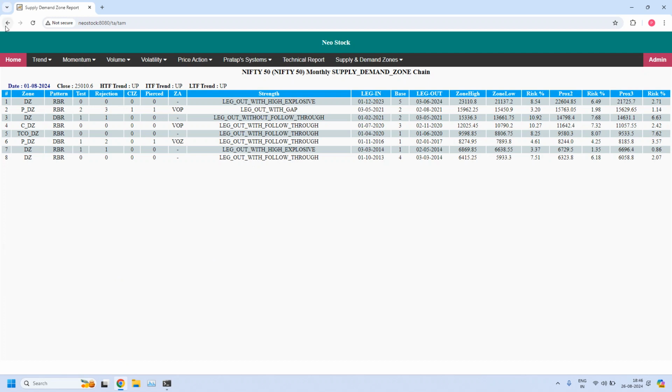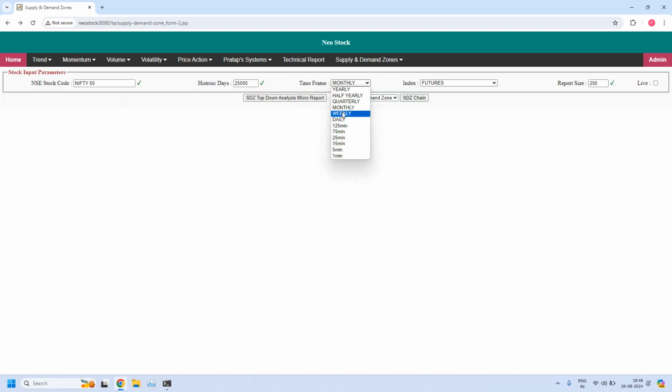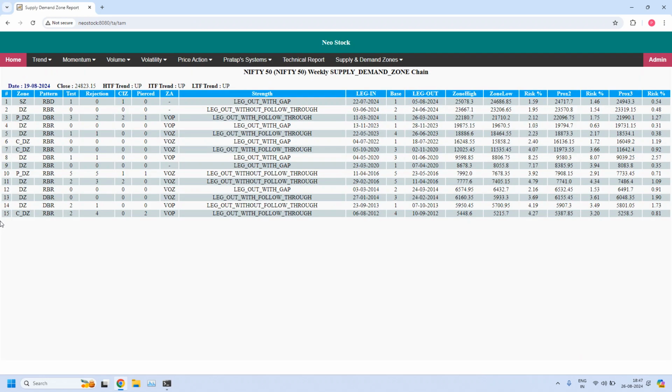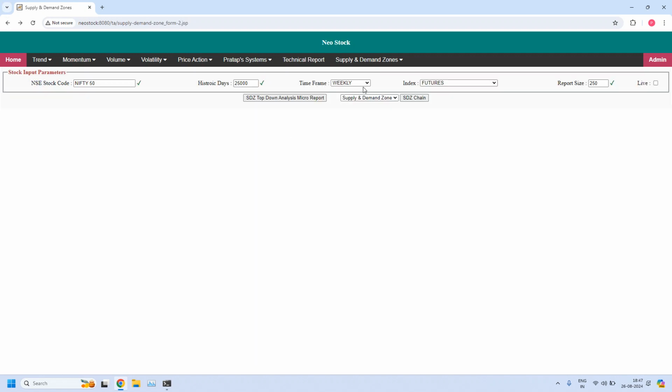So the next time frame is weekly. I am generating the weekly supply demand zone chain for Nifty. And the next time frame is daily. I am generating the daily supply demand zone chain for Nifty.